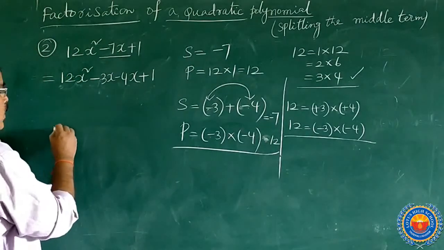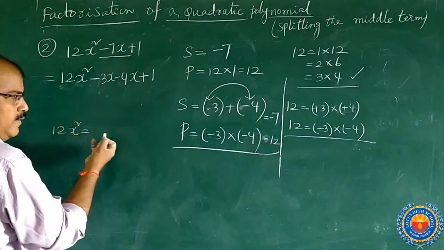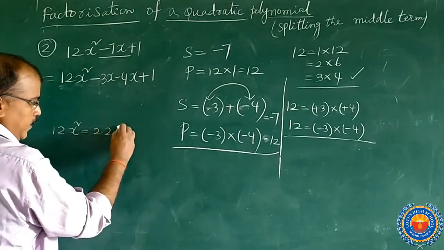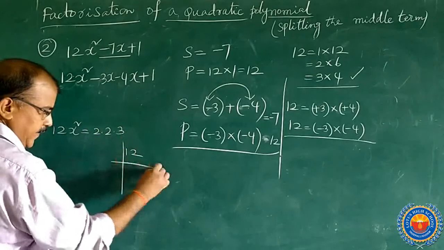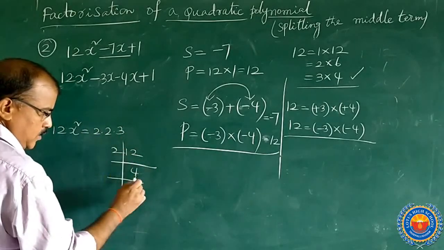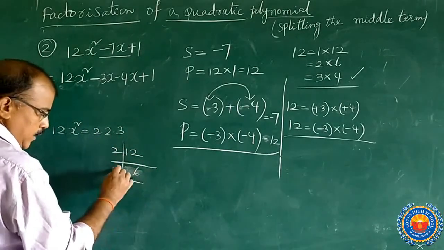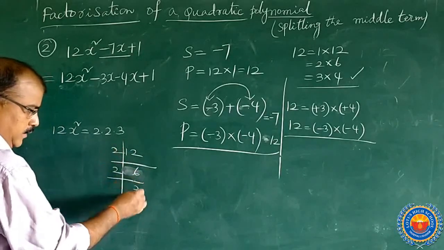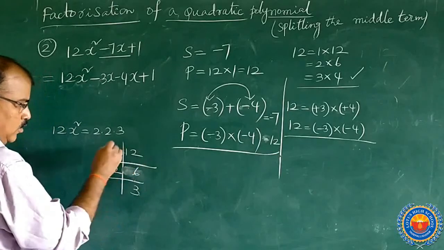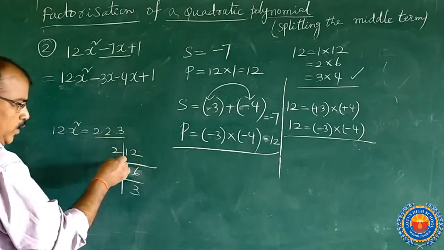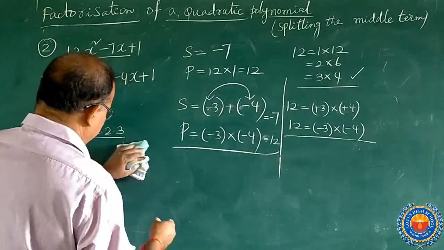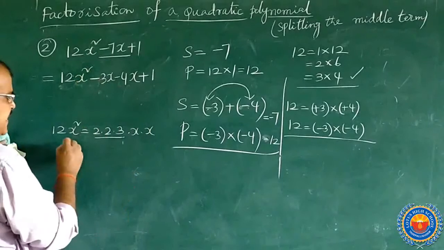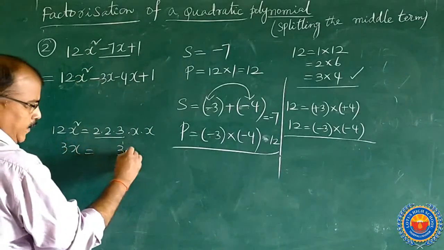How to do? 12 into x square. 12 is nothing but prime factors 4 into 3, that is 2 into 2 into 3. 2 table, 4 times 6 times; 2 table, 3 times. That's why 2 into 2 into 3. 3 2s are 6, 6 2s are 12. I have written 12 in the prime factors, 2 into 2 into 3. X square I can write x into x. What about 3x? 3 into x.